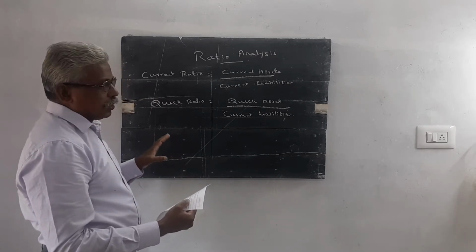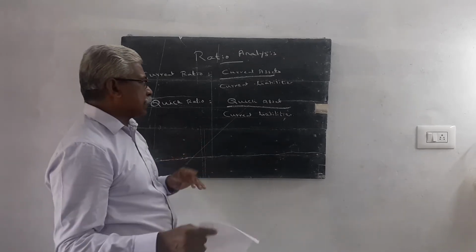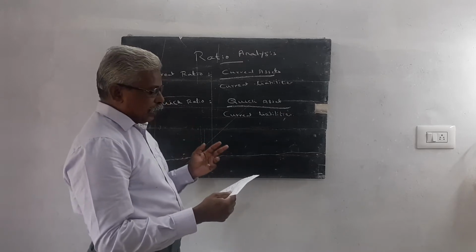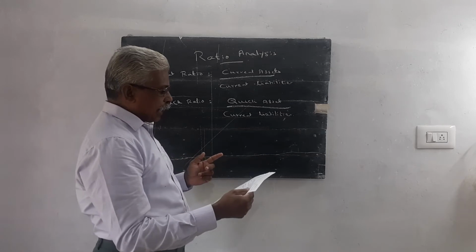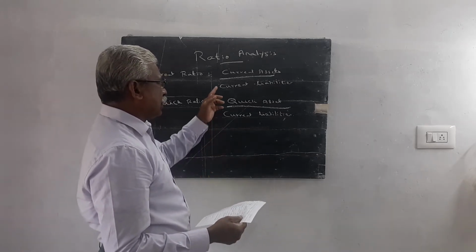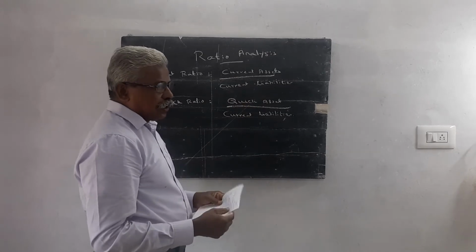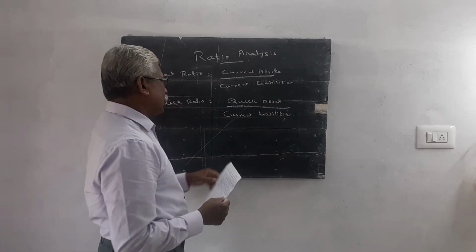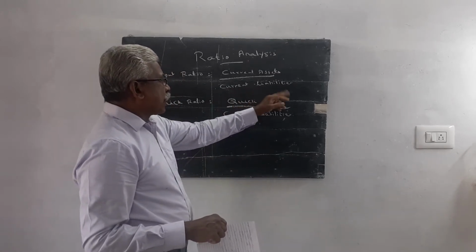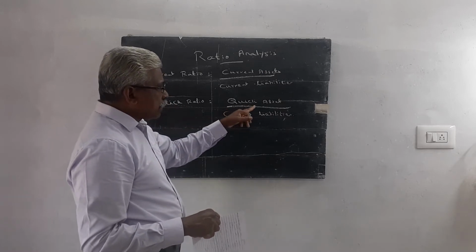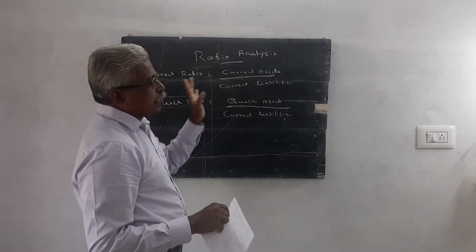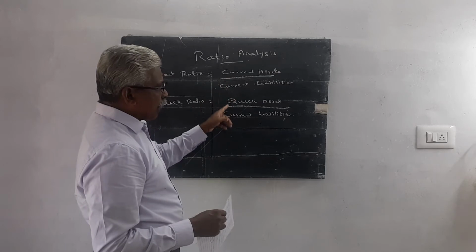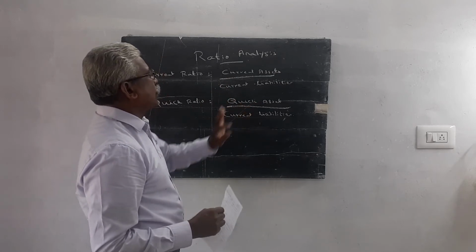Current asset means the asset which is easily converted into cash. For example, current investment, inventories, trade receivable, cash and cash equivalent, prepaid expenses are all considered current assets. Current liabilities are trade creditors, bills payable, expenses payable, outstanding expenses. Then how do you calculate quick asset? Quick asset is equal to current asset minus stock and prepaid expenses.